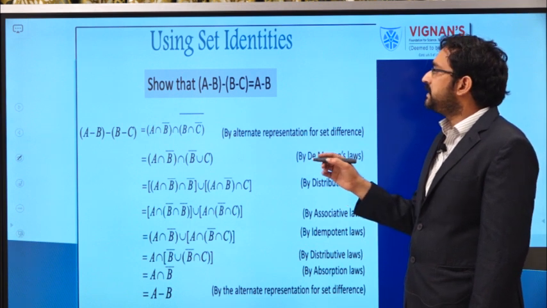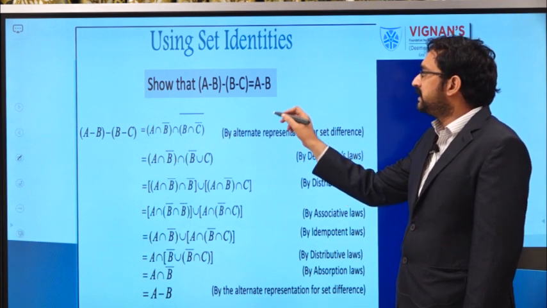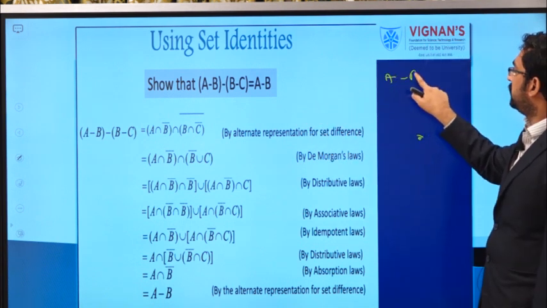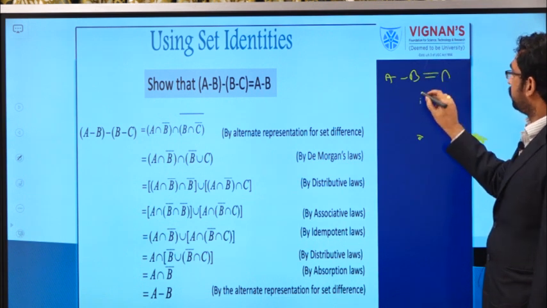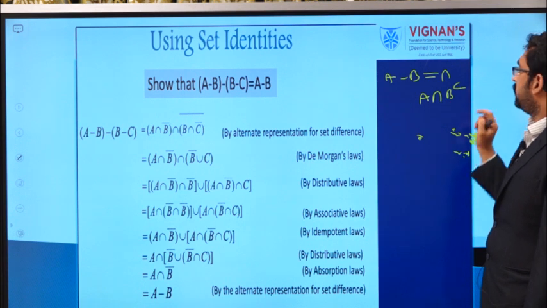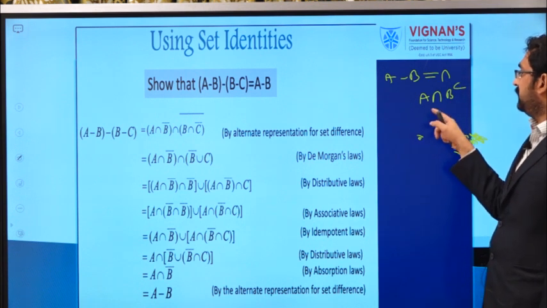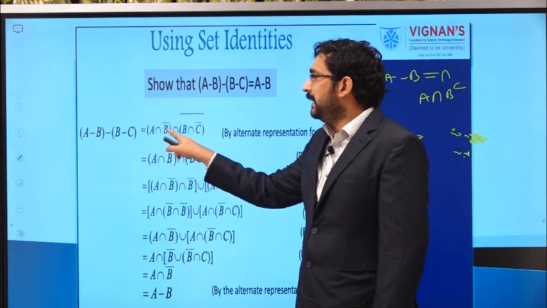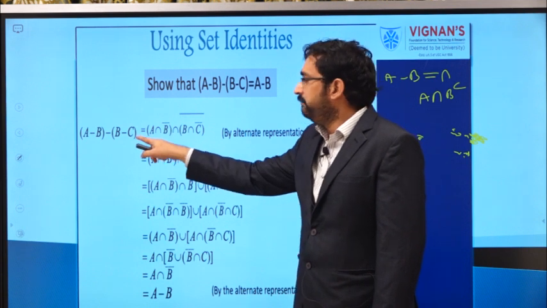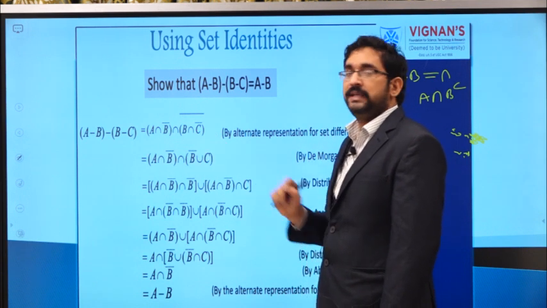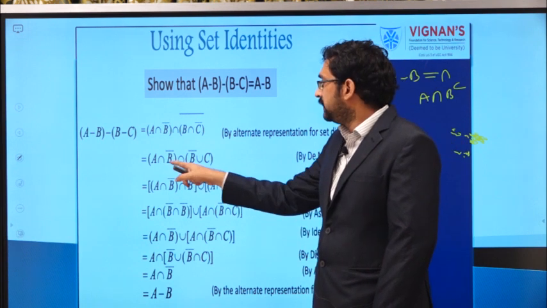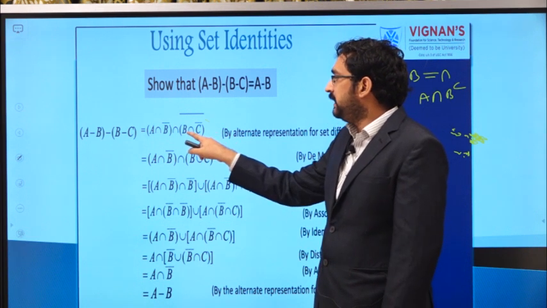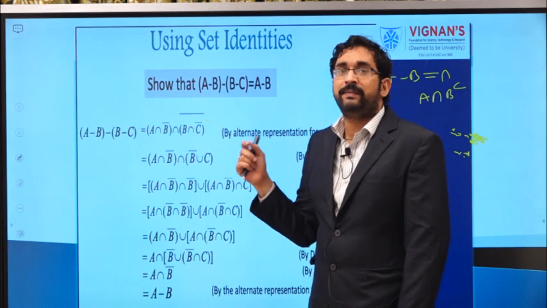Here, using set identities, we have to prove that A minus B minus C equals A minus B. We know that A minus B can be written as A intersection B complement. Using that definition, A minus B can be written as A intersection B complement intersection, and B minus C can be written as B intersection C complement. So it can be written as A intersection B complement union, see, if you observe this, B intersection C complement whole complement, double complementation.